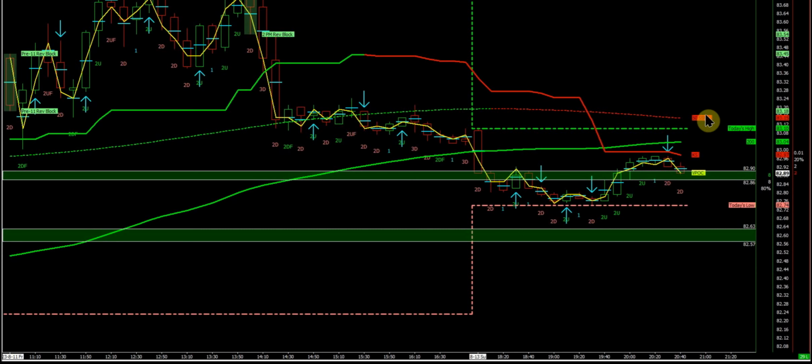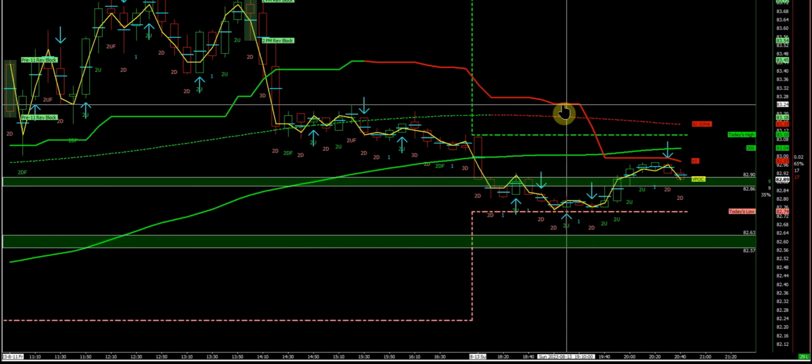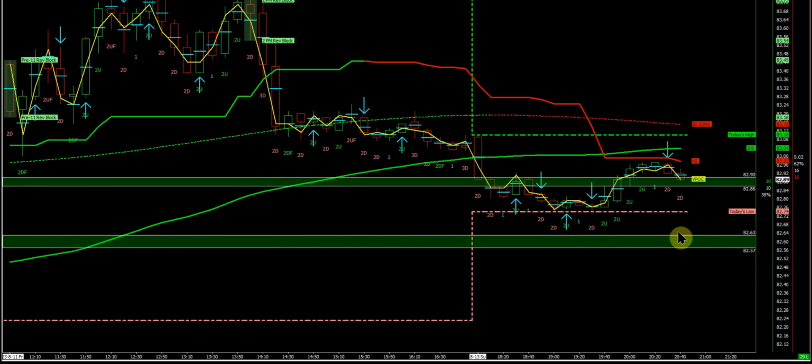Okay, so I would be looking for a trade anywhere in this area here for a short, unless things change for the night. And then you could target. Say, for example, you took a short up here and you're targeting this area down here, 82.90 to 82.60. No, it's $300.